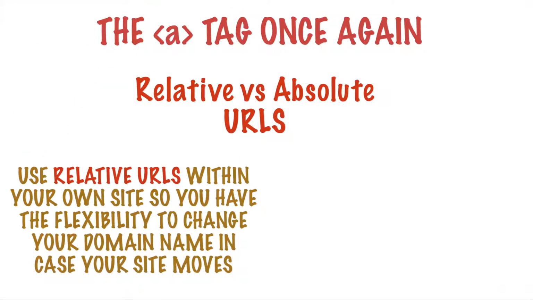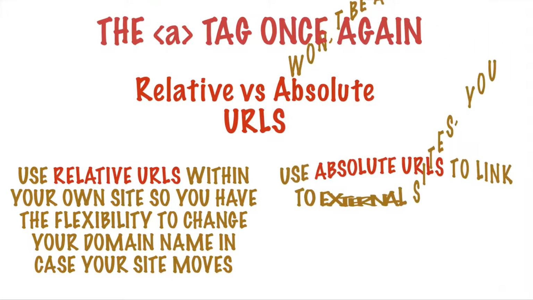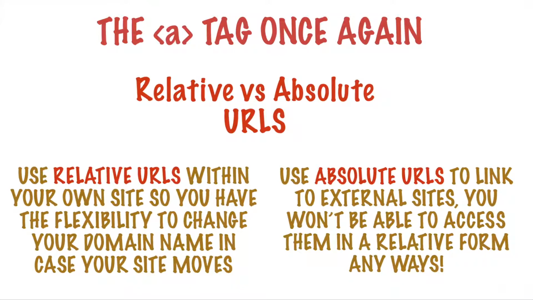Use relative URLs when you are referring to pages within your own site. This will give you the flexibility to change your domain name, and this will work seamlessly when you copy your web files from your local test environment to the production web server. On the other hand, use absolute URLs to link to sites other than your own.